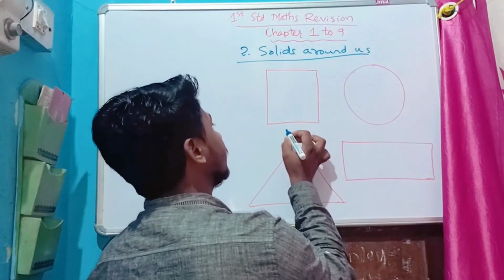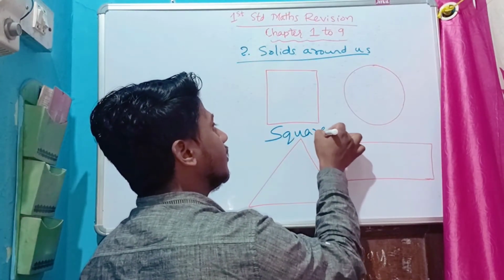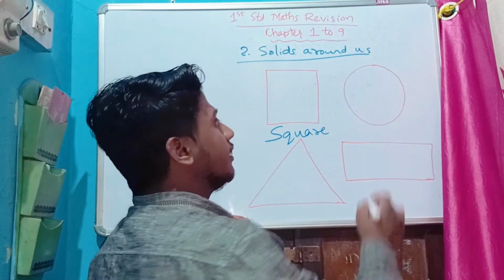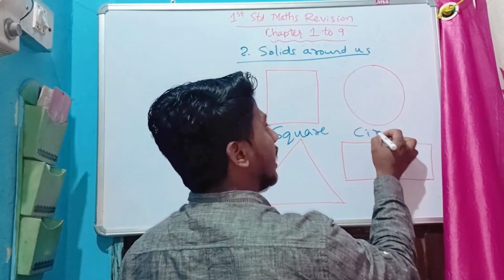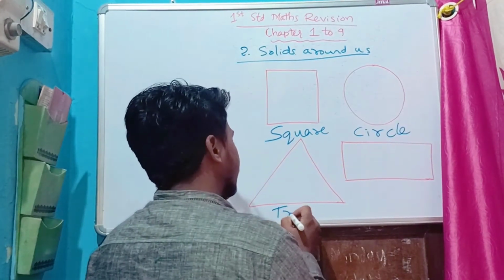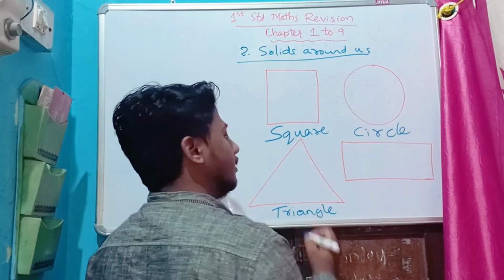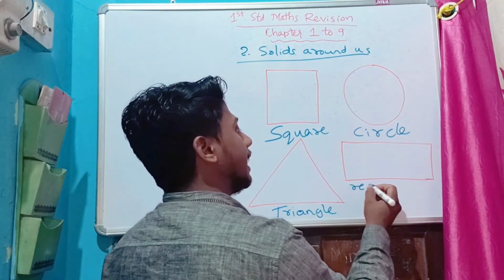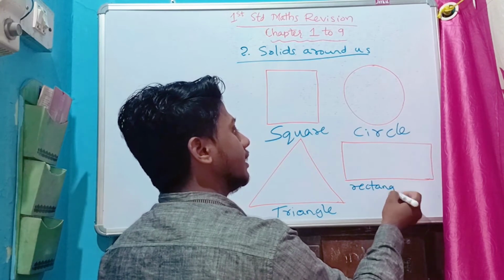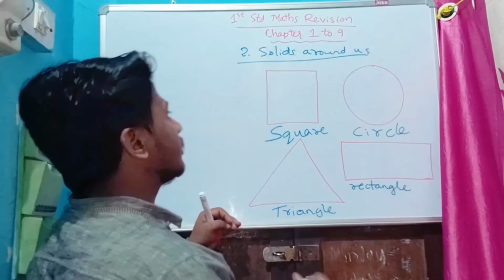The first shape is called a square, and the second shape is called a circle, triangle, rectangle. Clear with that?